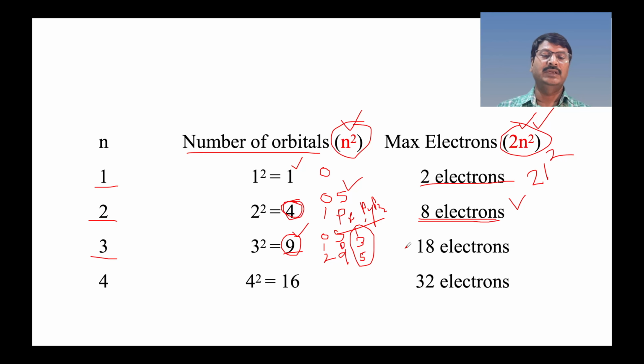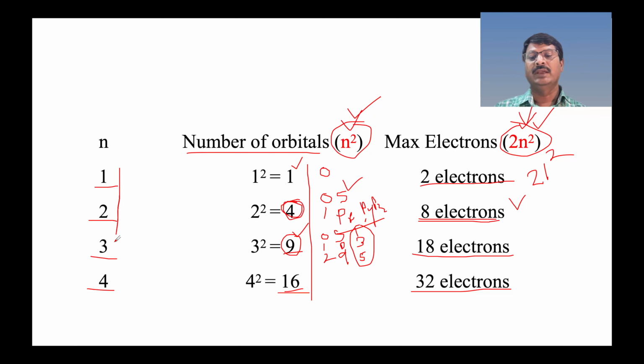Similarly, for principal quantum number 4, you get 4 square, which is 16 subenergy levels, and it will accommodate a total of 32 electrons. By using these two formulas, n square and 2n square, you can find out the number of subenergy levels present in a main energy level and the number of electrons present in that same energy level.